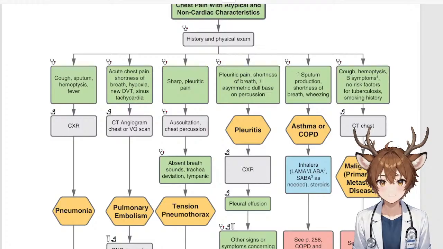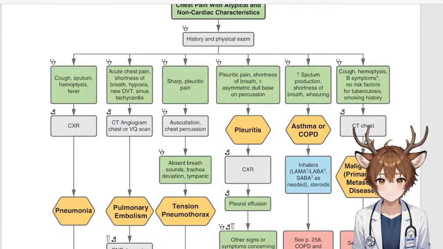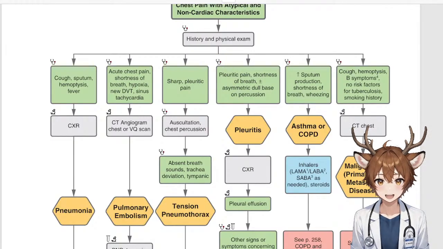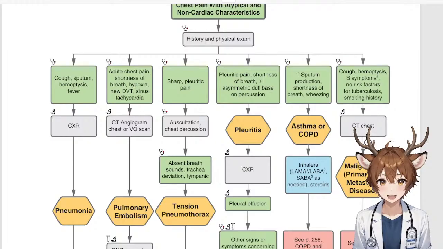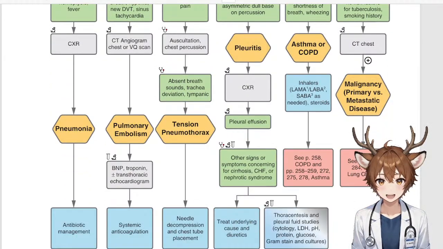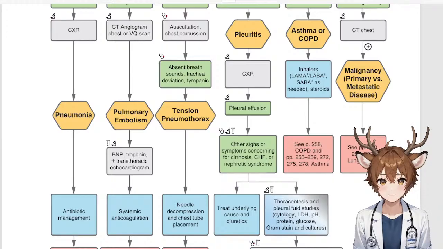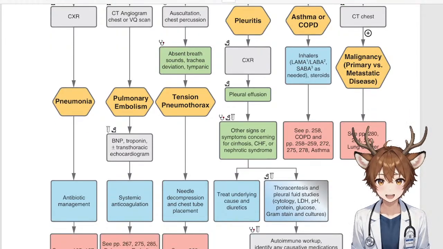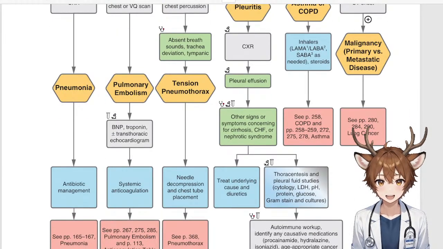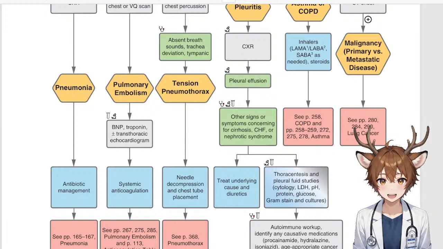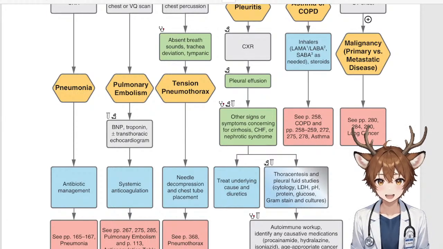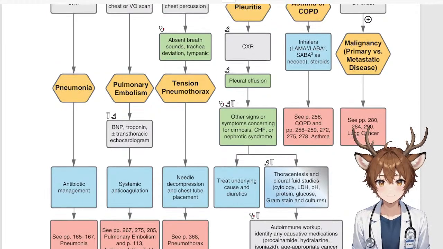What about acute chest pain, shortness of breath, hypoxia, a new DVT, sinus tachycardia? What do we think? CT angiogram of chest, or a VQ scan. In that case, we're thinking PE, pulmonary embolism. So do a BNP, troponin plus or minus transthoracic echocardiogram, and then you would do systemic anticoagulation. See pages 267, 275, 285, pulmonary embolism, page 113, anticoag table.